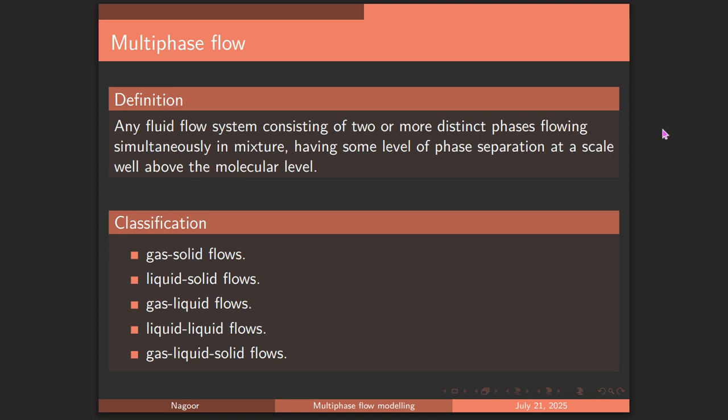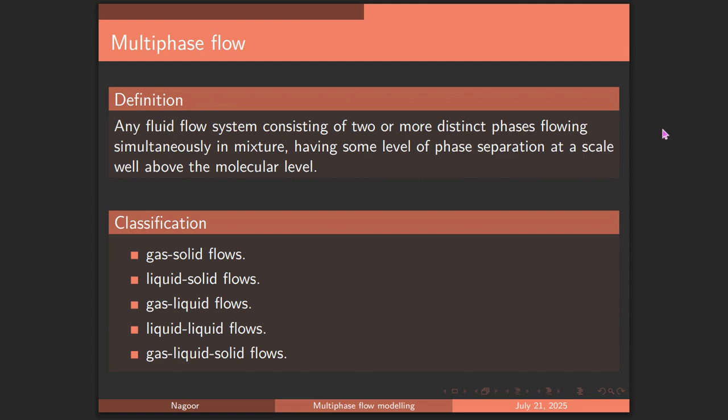Any fluid system consisting of two or more distinct phases flowing simultaneously in a mixture form, and also having some level of phase separation at a scale well above the molecular level, is defined as a multiphase flow.